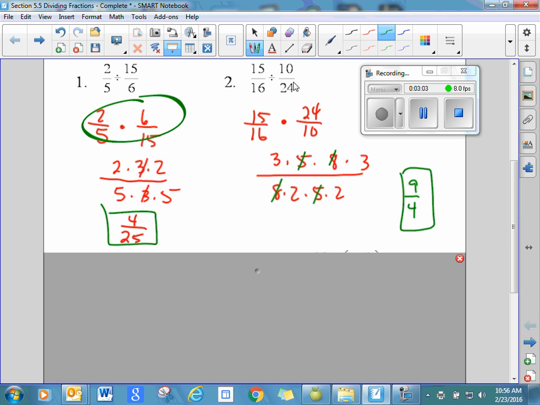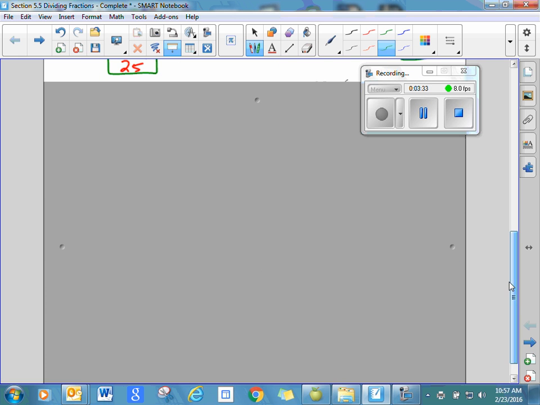Number 2 I've done for you. Again, you make this guy right here a multiplication sign. But in order to do that, you have to use the reciprocal of the denominator. Leave the numerator, the 15 over 16, alone. Make your division a multiplication, and flip your denominator. Now, single fraction bar, split up your numbers, cancel, cancel, cancel, cancel, and 9 over 4 is our number. Let's move on.